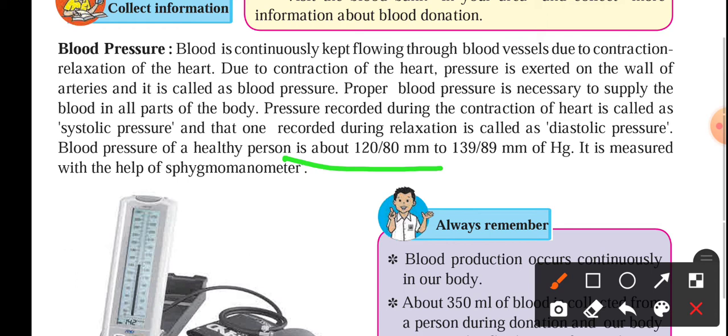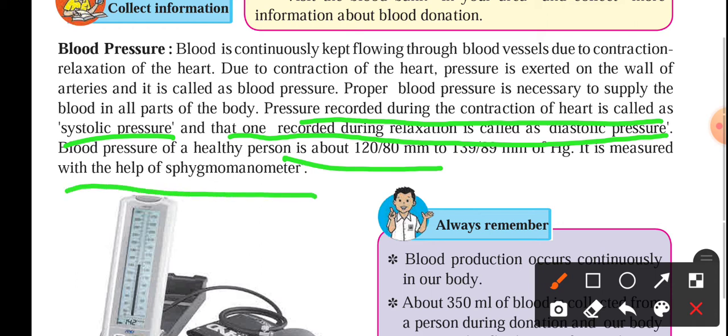The names given here are the systolic and the diastolic pressure. The pressure recorded during the contraction of the heart is called the systolic pressure, and the one recorded during relaxation is called the diastolic pressure. So these two pressures, systolic and diastolic, are nothing but the 120 by 80 mm of mercury. It is measured with the help of a sphygmomanometer. Read it carefully: sphygmomanometer. This is a device used to measure blood pressure.